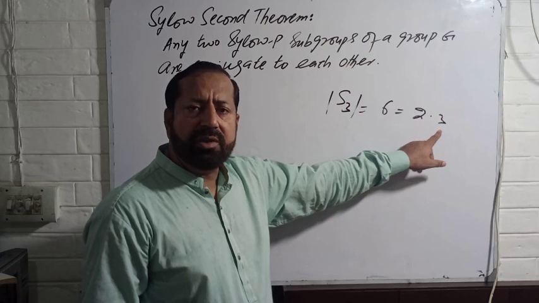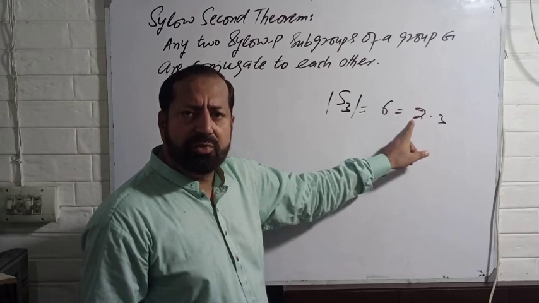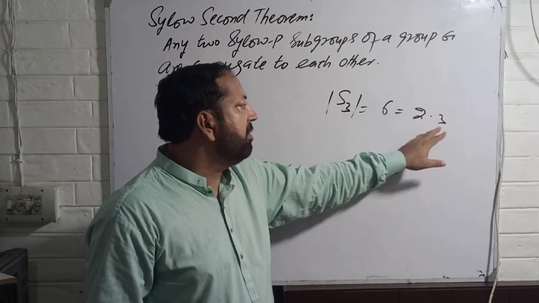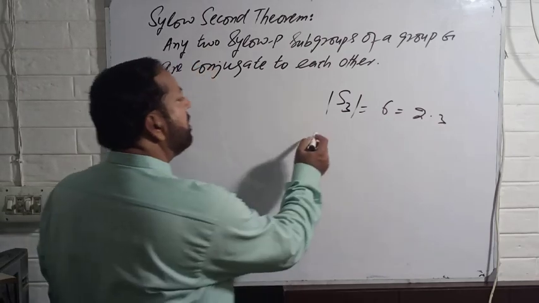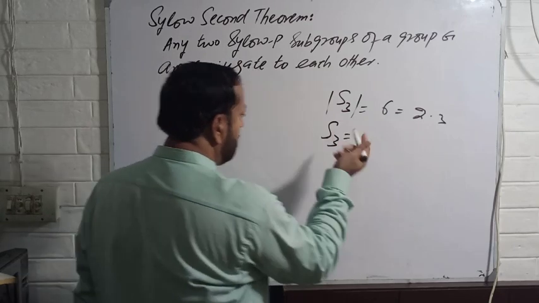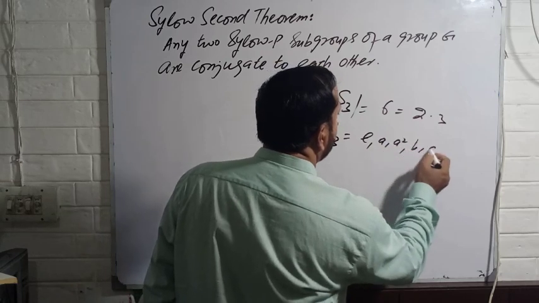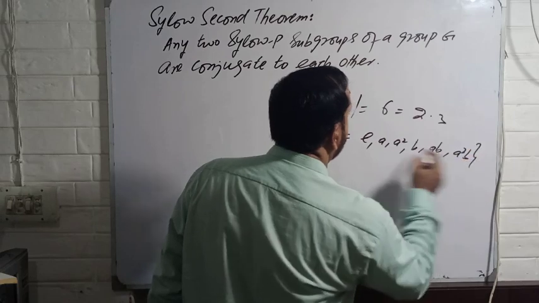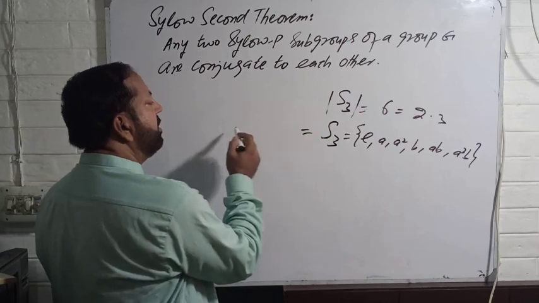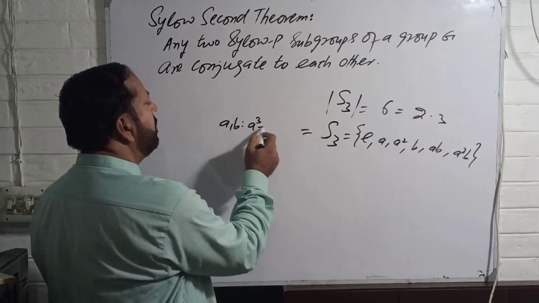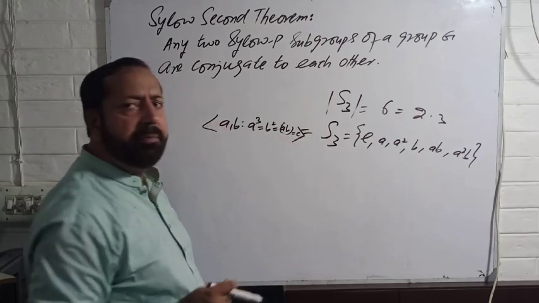So with respect to Sylow first theorem, you must have a Sylow 2 subgroup in S3, and you have a Sylow 3 subgroup in S3. So you know what S3 is? S3 is equal to {E, A, A square, B, AB, A square B}. So these are the 6 elements. We like to write it as well in generator form: <A, B> such that A cube is equal to B square is equal to (AB) square is equal to E. This is the generator form.